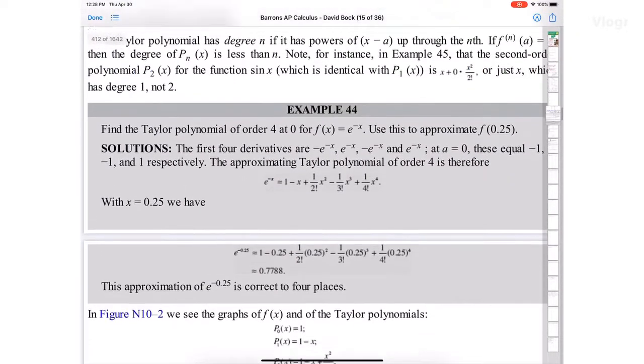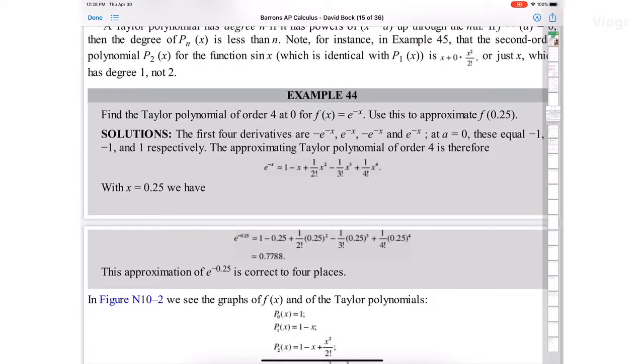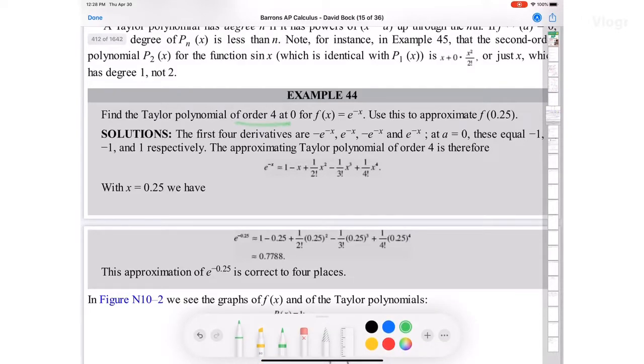Okay, example 44. Find the Taylor polynomial of order 4. It says order what? Order 4 at x equals 0. That means a equals 0, right? And then f(x) is given as e to the negative x power. And then approximate f of 0.25. It will be a really good problem to understand how to use Taylor series and how to approximate function values using Taylor series. Let's just start from that formula, right?